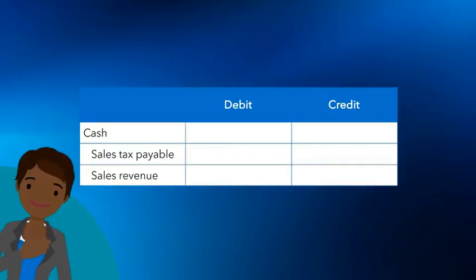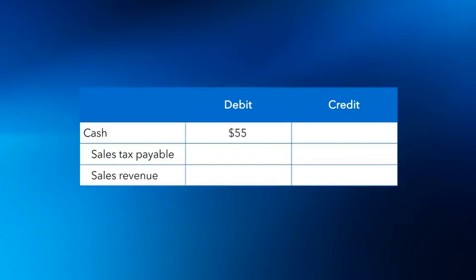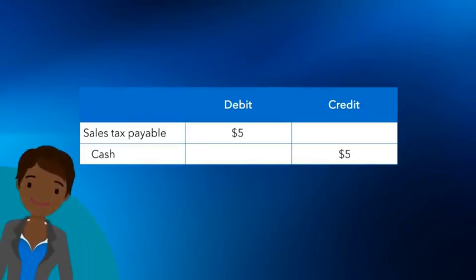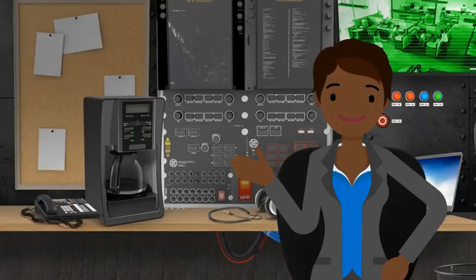But I digress. To book that transaction, we would debit cash the full $55, credit sales revenue $50, credit sales tax payable $5. Then, when it's time to pass along the $5 to the sales tax agency, we debit the sales tax payable account and credit cash. Think you've got that? Give it a go. See? Complex. How's your blood pressure doing?